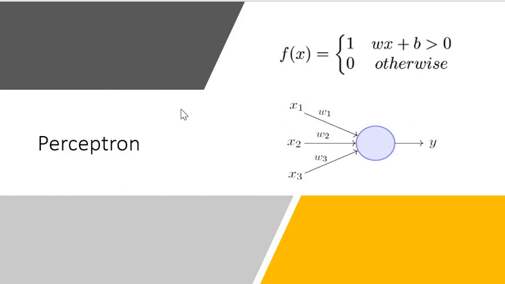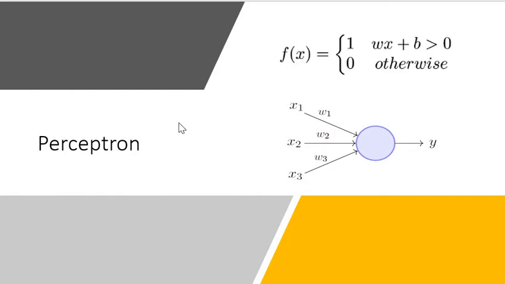The perceptron is a simple algorithm which, when given an input vector x of m values, that is x1, x2, x3, often called the input features or simply features, outputs either 1, that is yes, or 0, that is no.